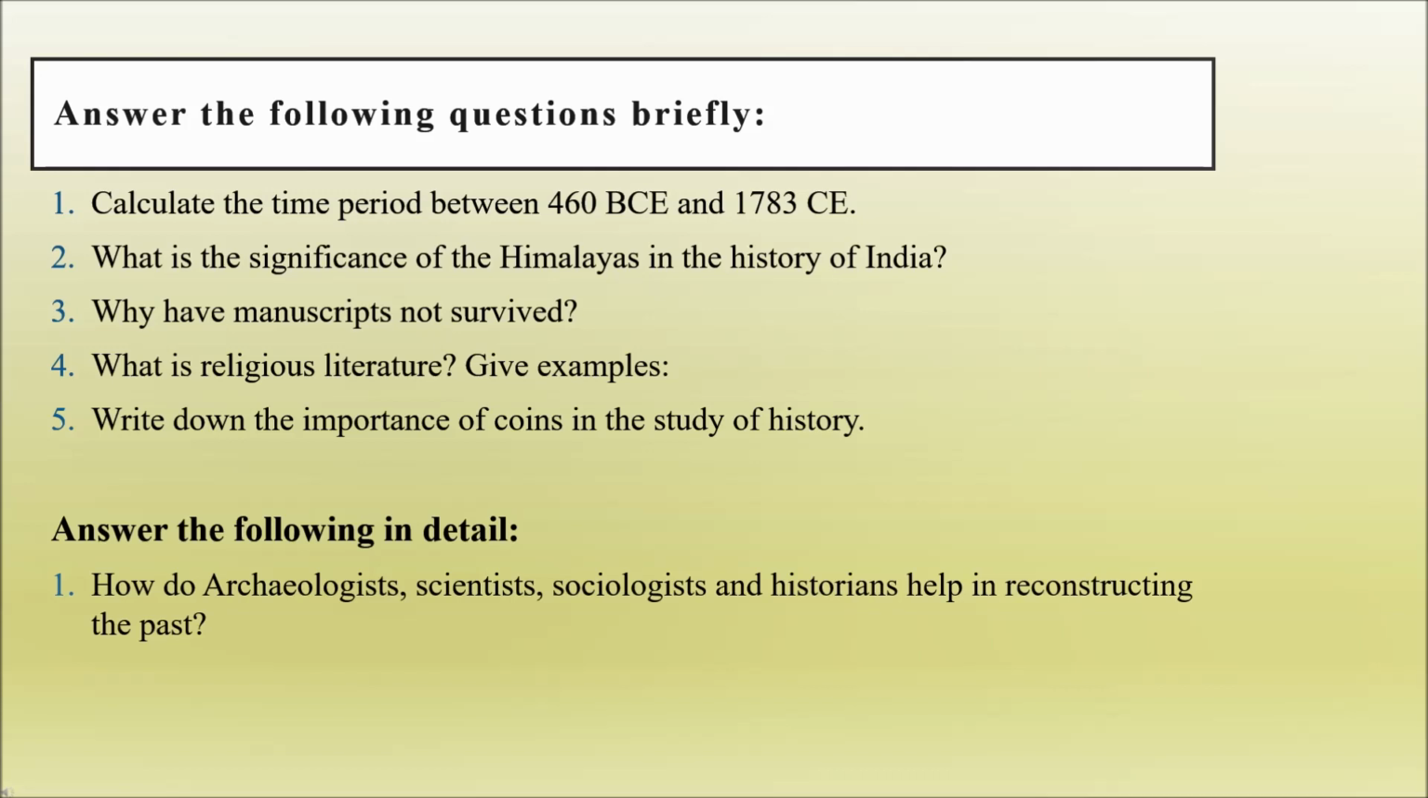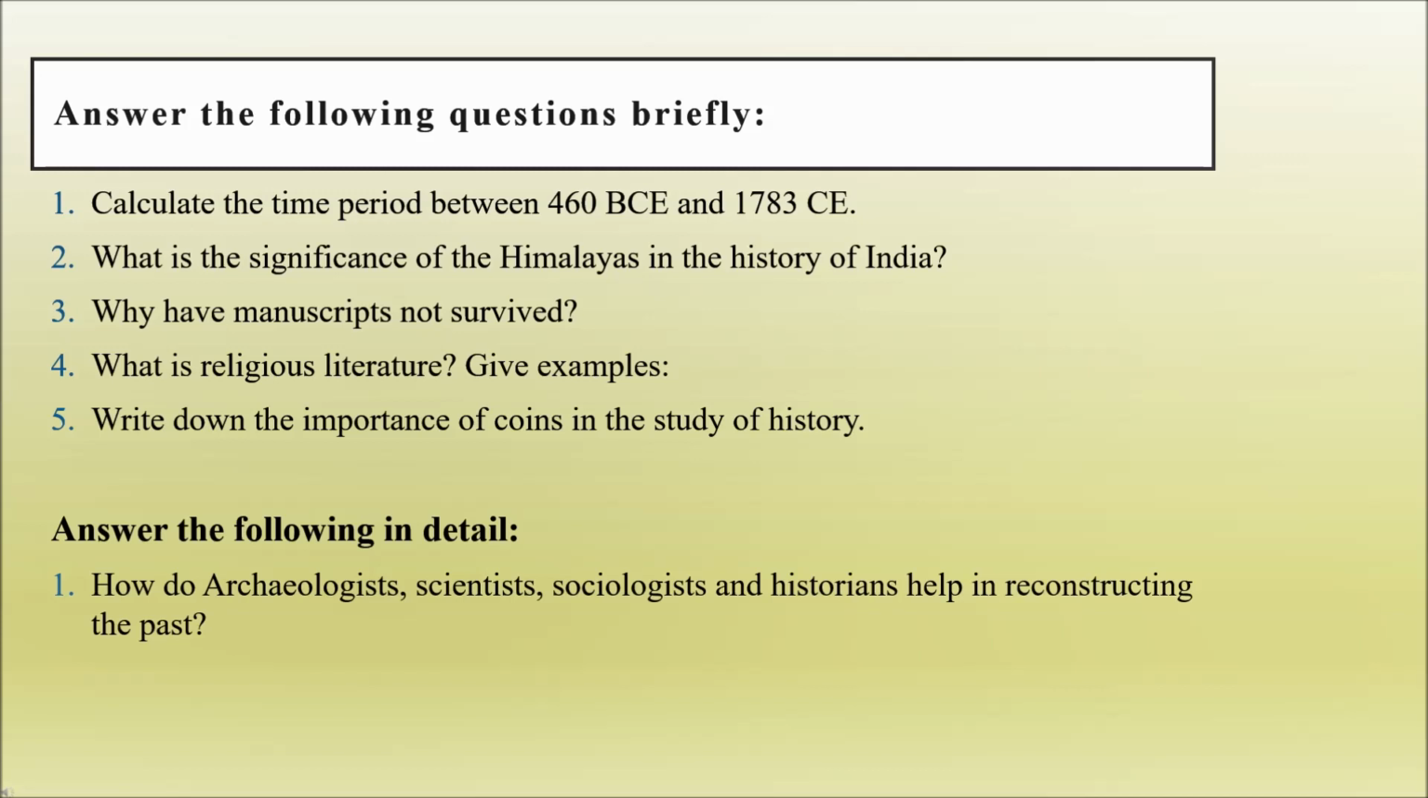The next one, answer the following in detail. How do archaeologists, scientists, sociologists and historians help in reconstructing the past? So how do archaeologists do? They dig out the old sites and take out the objects from the sites. Scientists, they chemically test the objects recovered by archaeologists by the process called carbon dating.